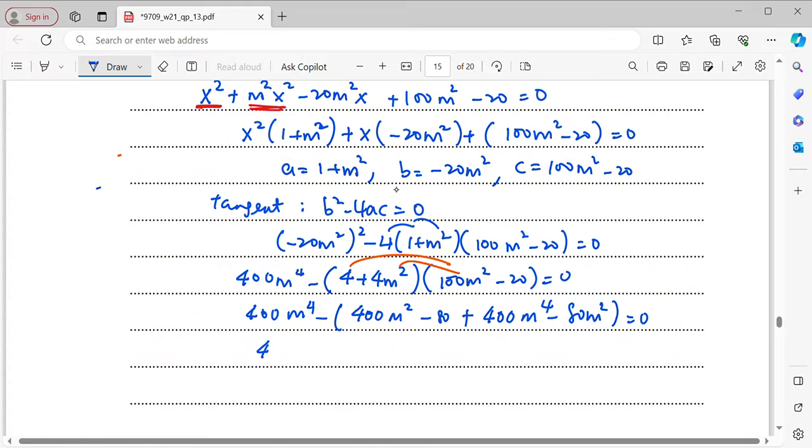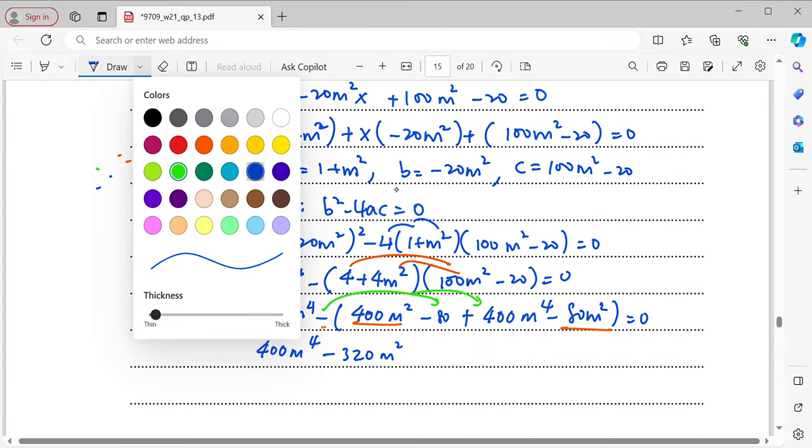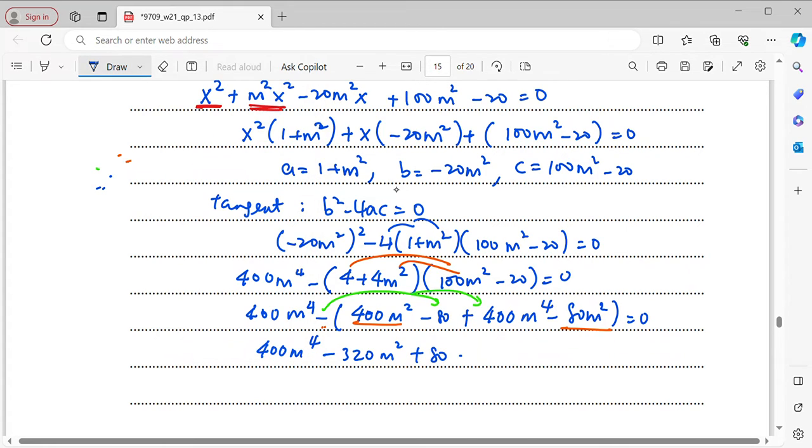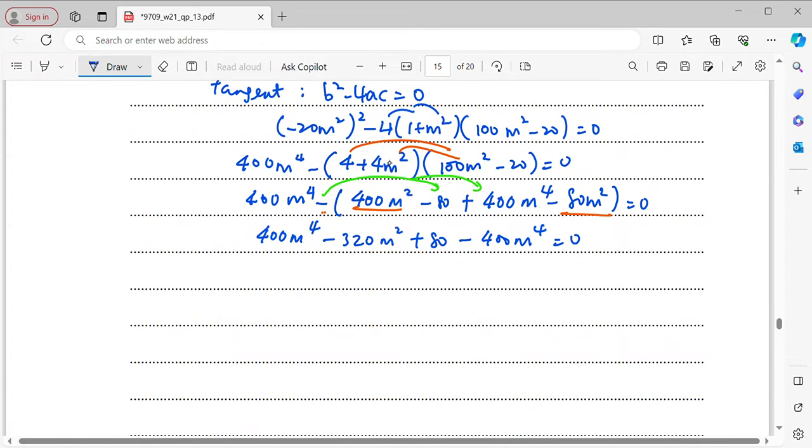It will be 400 m degree 4. Okay, this 400 m squared minus 80 m squared, it will be 320 m squared. But there is a negative in front. So it becomes negative 320 m squared. Okay, then the minus, right? This one you times in. So instead of minus 80, now it becomes plus 80. Then minus 400 m degree 4 equals to 0. So the 400 m degree 4 will be cancelled off.